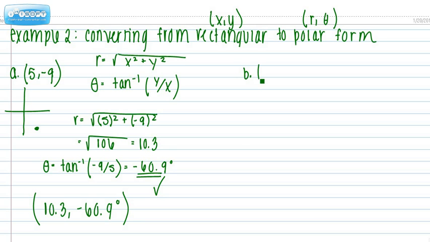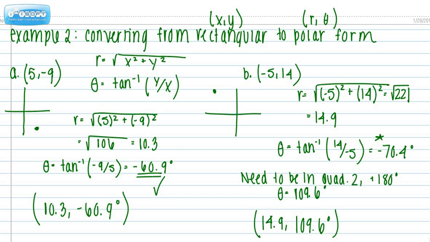Okay, once again, I'm going to have you pause the video and try part B. For part B, we want to convert point T, which is (-5, 14), into polar form. So go ahead, pause the video, give it a try, and as soon as you are done, make sure you come back and check your answer.